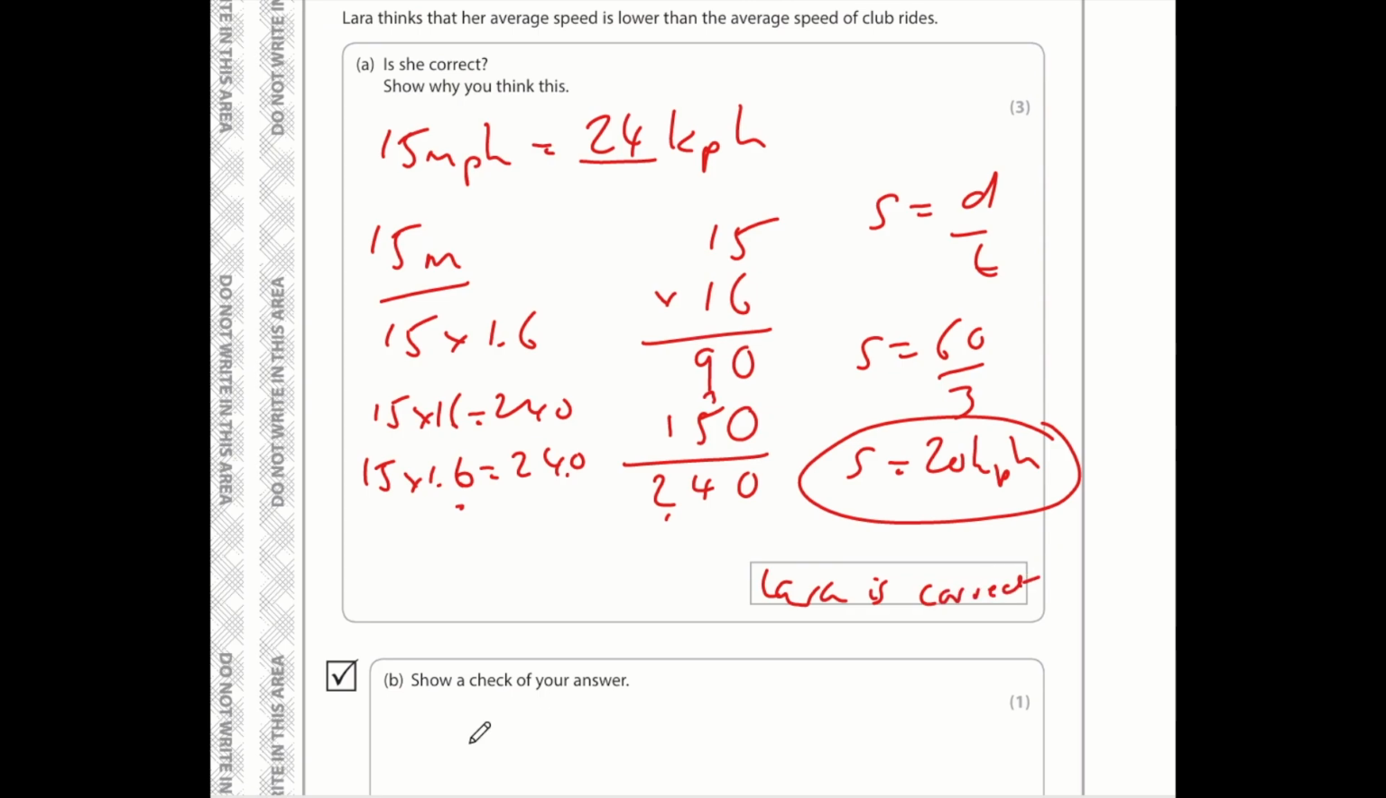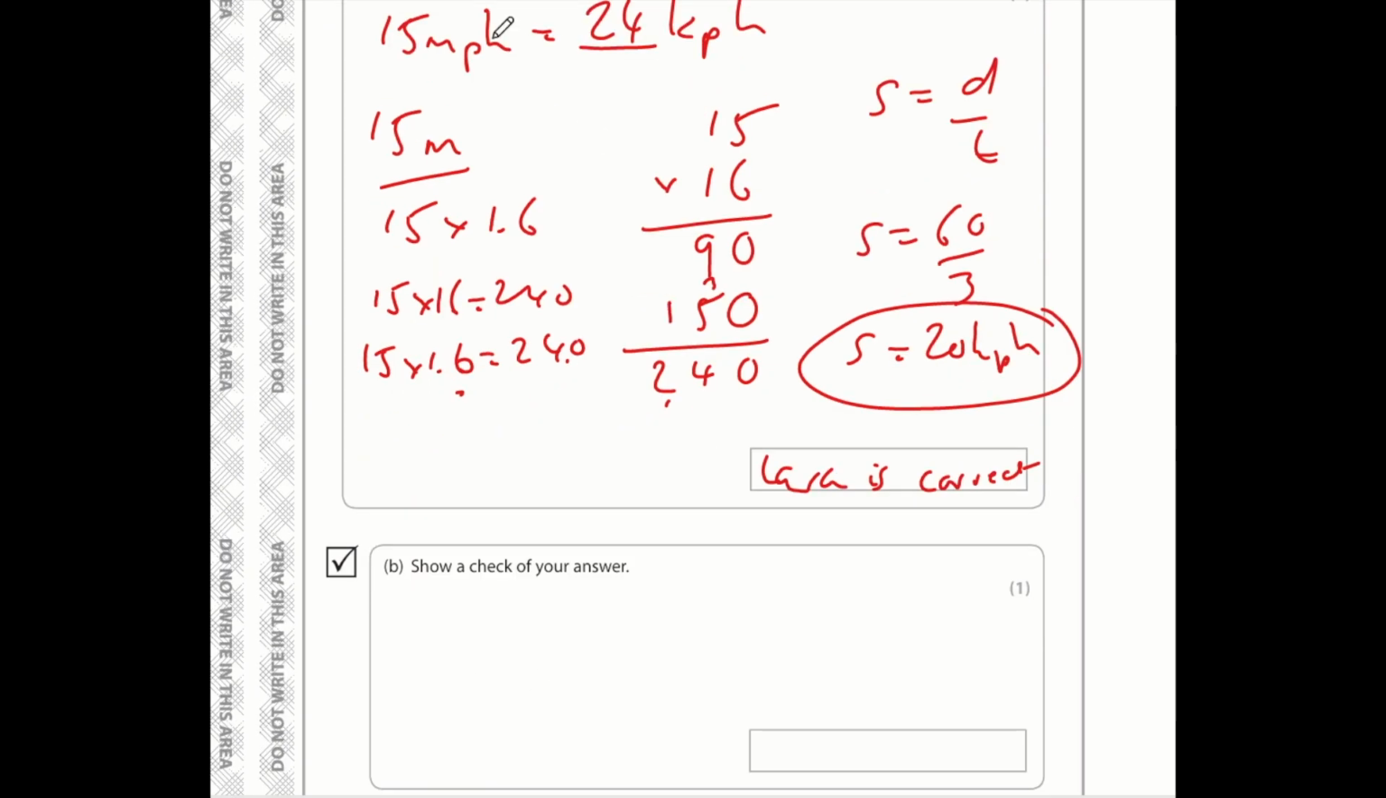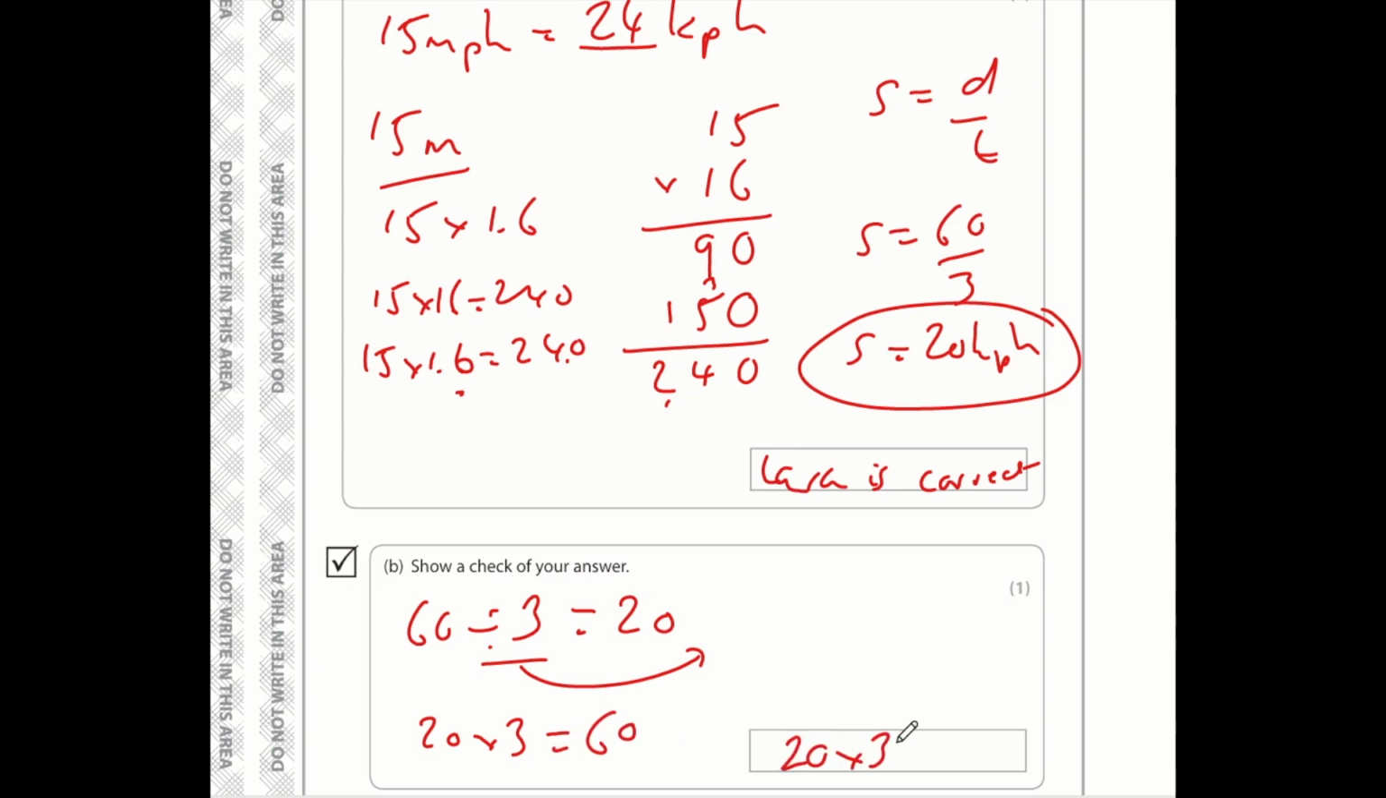Show a check of your answer. Well, we've got quite a lot of calculations, but the final thing we did was 60 divided by 3 to get 20. So we can just do, if we move that divide over to the other side, it would be times, and 20 times 3 equals 60. So yeah, we know we've got it right. So 20 times 3 equals 60.